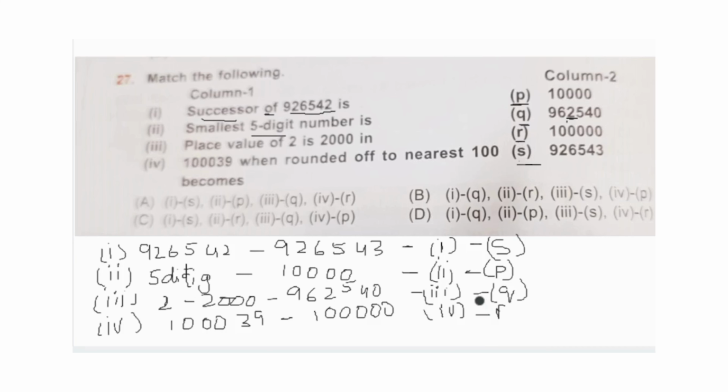Now we have to look for the sequence in the 4 options that has S, P, Q, R. So if you see, option A has 1 mapped to S, 2 mapped to P, 3 mapped to Q, and 4 mapped to R, which is our correct answer.